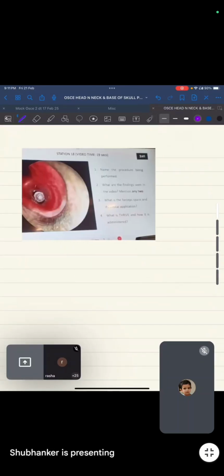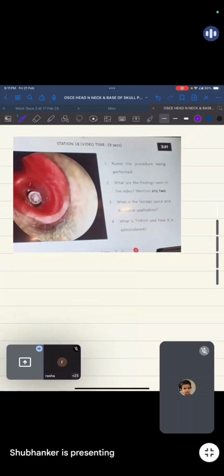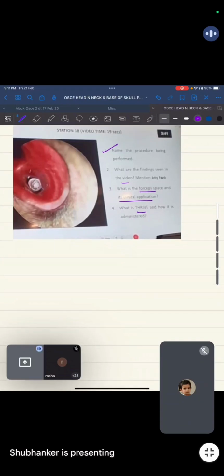Now coming to this thing: name the procedure being performed, what are the findings in the video, what is forceps space, what is the clinical application, and what is thrive. See, one thing is there, even if you don't get anything of what is showing in the video, read the questions 2-3 times. You will get some hang of what they are asking. Basically this is showing some foreign body in the bronchus, and they are doing bronchoscopy to remove the lesion. And what is this forceps space?